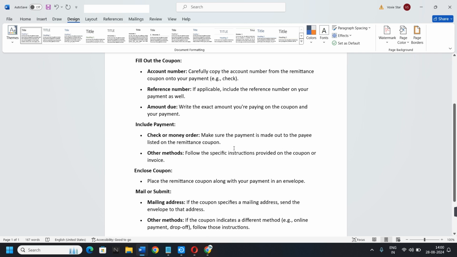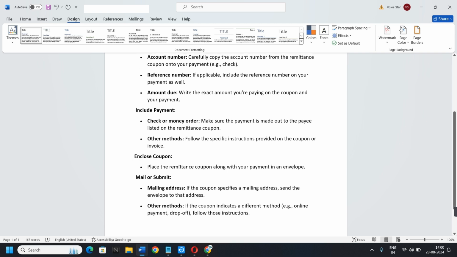Enclose coupon: place the remittance coupon along with your payment in an envelope. Mail or submit. Mailing address: if the coupon specifies a mailing address, send the envelope to that address. Other methods: if the coupon indicates a different method, like online payment or drop off, follow those instructions.